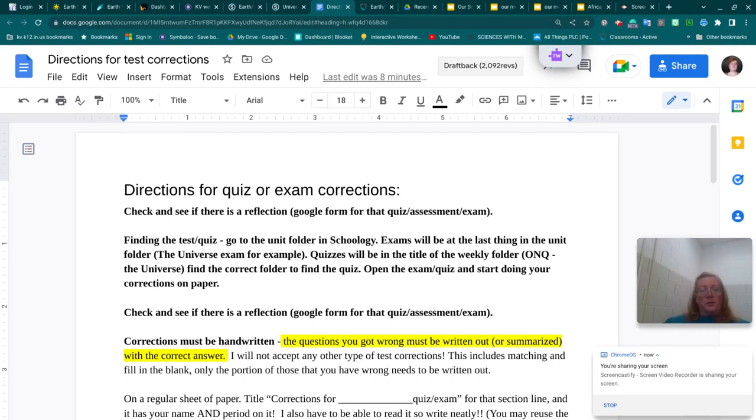Okay, so I'm going to go over how to do corrections for quizzes or exams. I'm going to focus on the exam today. Not really that different for a quiz though. So, first of all, check and see if there's a reflection.